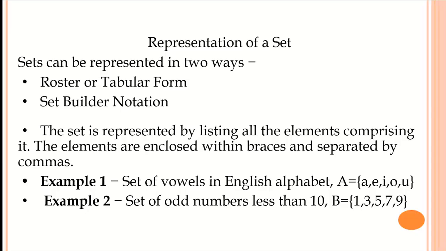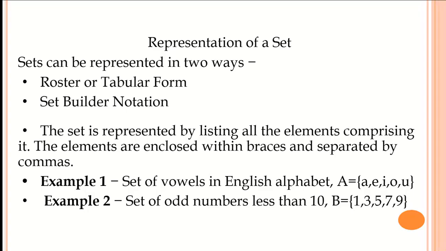Next, how to represent a set? Sets can be represented in two ways. The first one is the roster form, also called the tabular form, and the second one is the set builder notation. First, the roster notation: the set is represented by listing all the elements comprising it. The elements are enclosed within braces and separated by commas. Simply by using this method, we say that the representation of the set is in roster or tabular form.